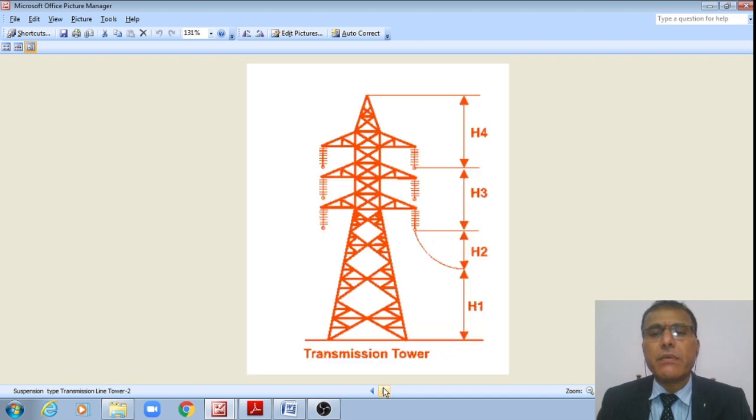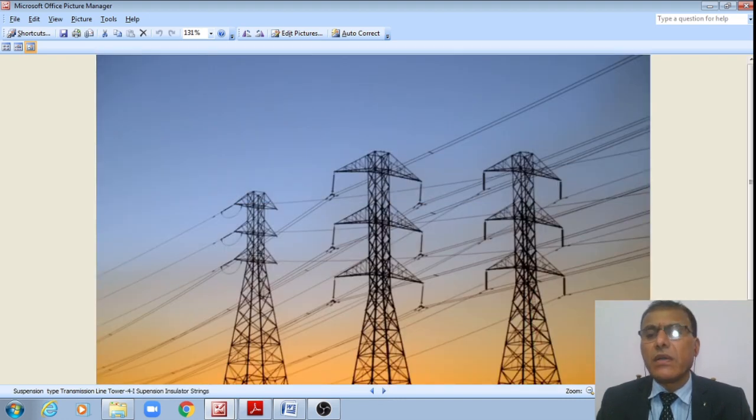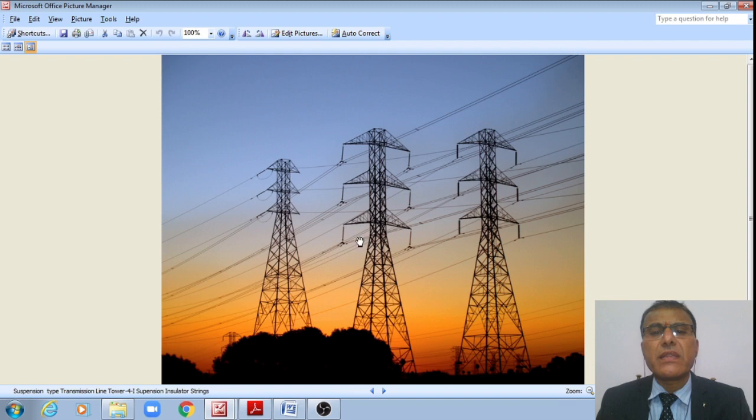Next, this is also a schematic of a double circuit suspension type power conductor. We saw this also the other day. And now let us see this: this is also 3 power conductors plus 3 power conductors plus one ground wire. That is how a double circuit is. This is how the suspension type is, and this is how the tension type is. Both are there here.